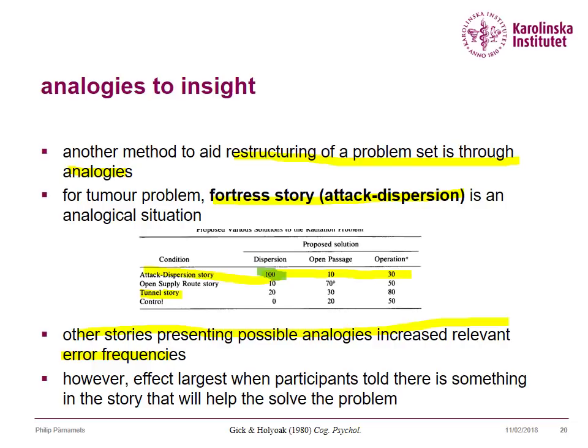Okay. And also, a very important finding in another follow-up to this study is that these effects were the largest when participants were told that there's something in the story that will help solve the problem. So, if participants are just given the fortress story and then told the tumor problem, not all participants will perceive that this is an analogy. But if you tell them that you're now going to read a story and this story will help you solve another problem, then of course more participants try to use that information to guide their thinking.